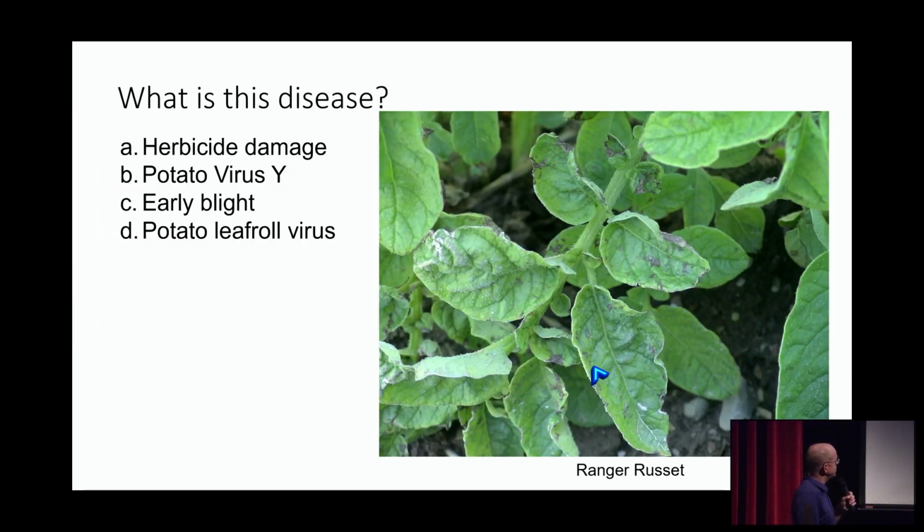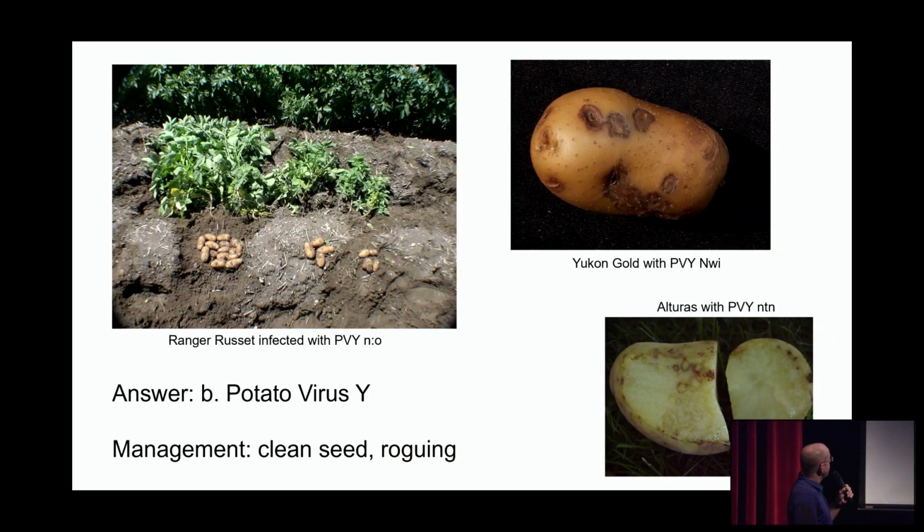So here's the next one. This is a Ranger Russet plant that looks kind of crinkly here. In fact, some areas have this white appearance. Is this herbicide damage, potato virus Y, early blight, or potato leafroll virus? What do you think? This happens to be potato virus Y.